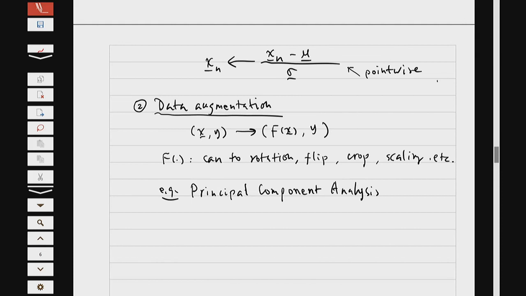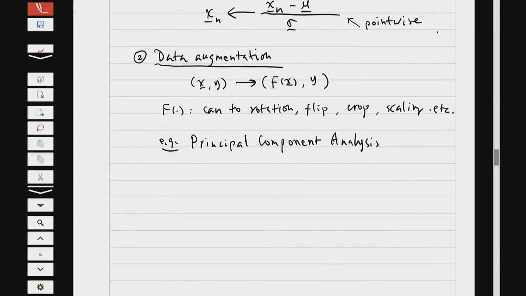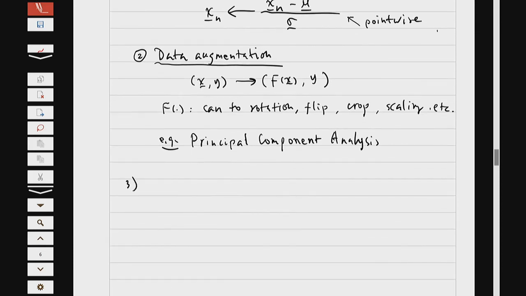So that's that for input data processing. The third common thing that we have to worry about is weight initialization. When we train a neural network, we start from a set of initial weights, and then we do backpropagation and update those weights. Where do we initialize them to?